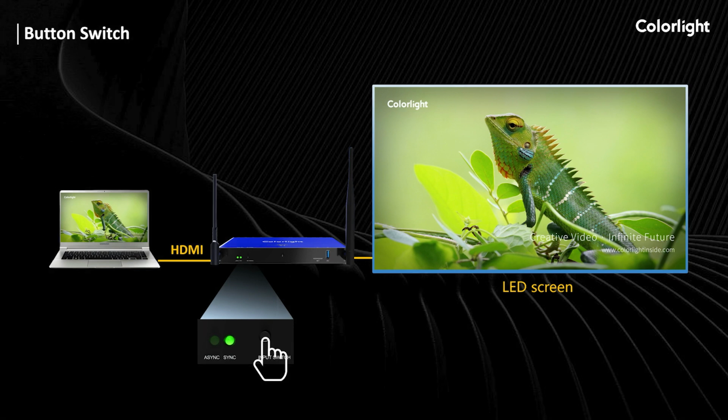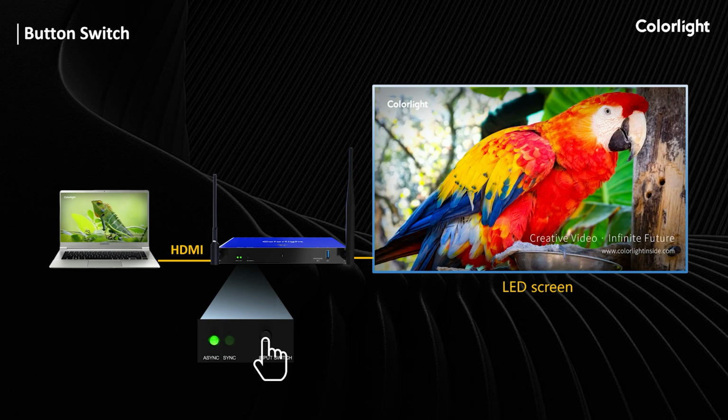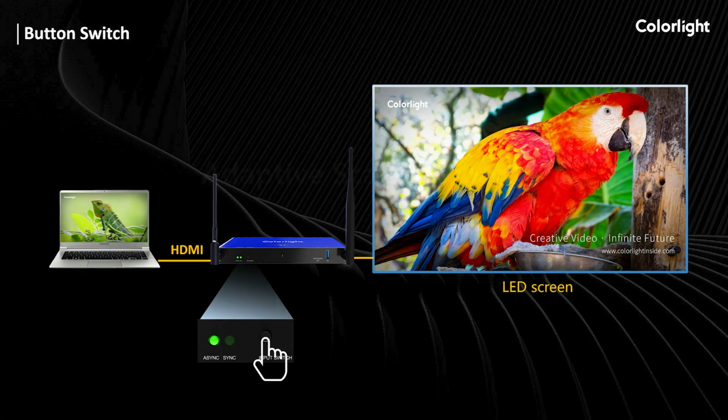When there's an input for HDMI in, press input switch to sync mode. If the operation fails, check if there's an input for HDMI in. Press input switch again to switch to async mode.